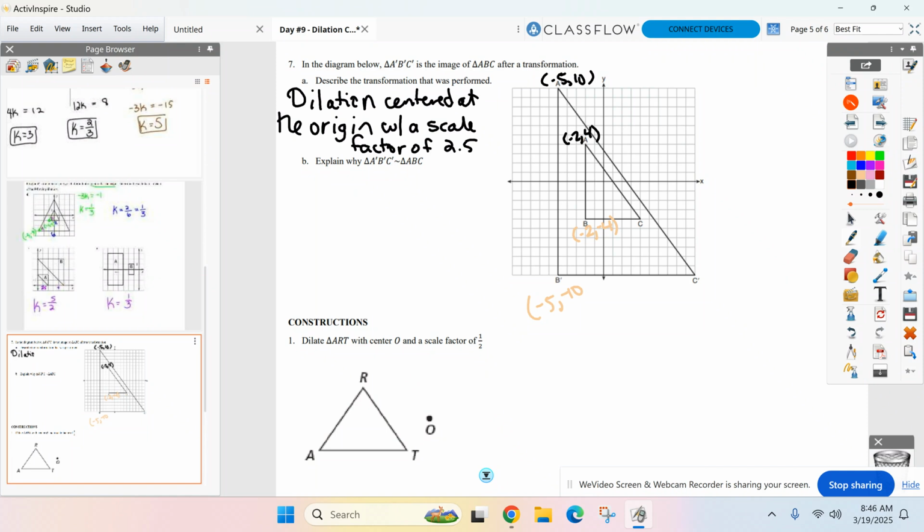All right, well, now we're doing similar. So let's go through there. Can we say dilations are rigid motions? No, we can't say that. That's false. Dilations are not rigid motions. They change side length. Can we say dilations preserve side length? Nope, can't do that.